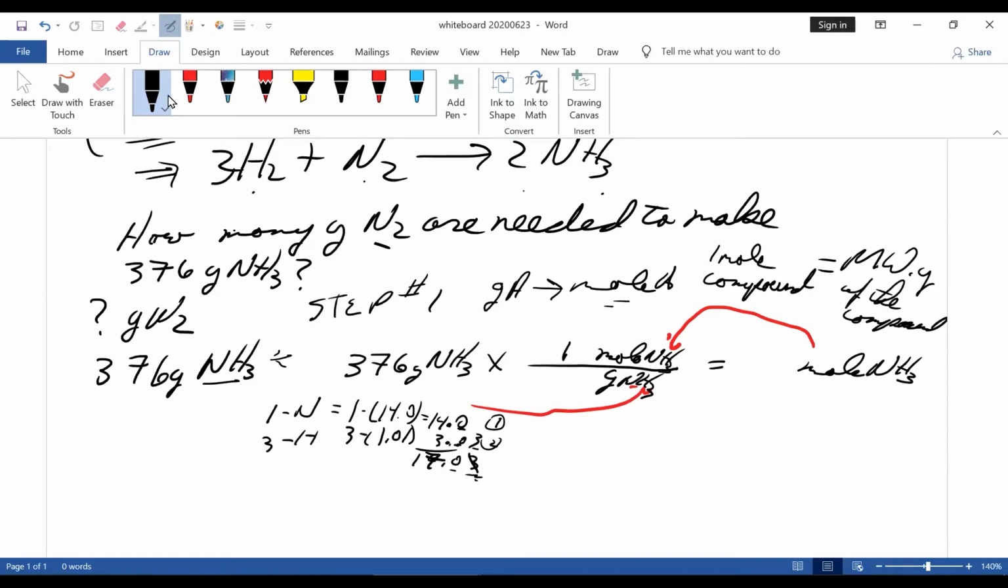So for every 1 mole, you have 17.0 grams of ammonia. And now, before I do my math, I'll say grams of ammonia divided by grams of ammonia equals number 1, because anything divided by itself equals 1. That cancels out. I'm left with what I want.